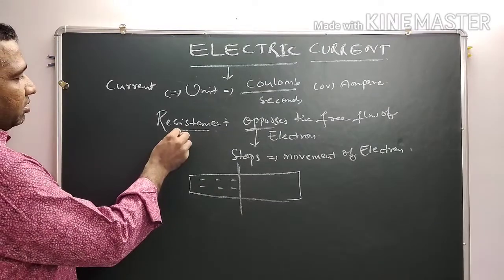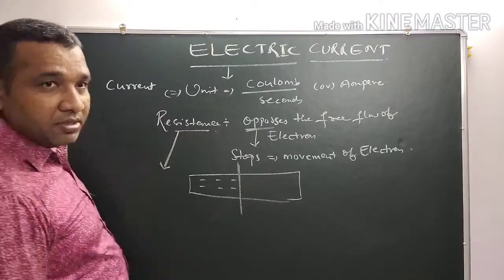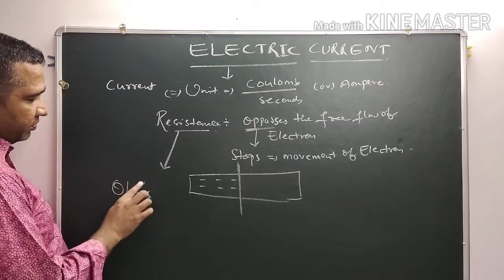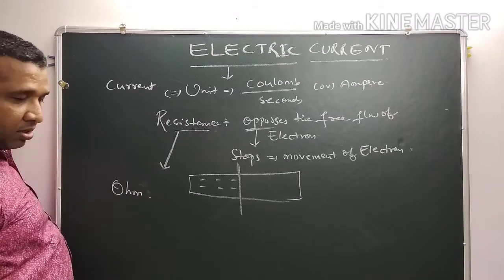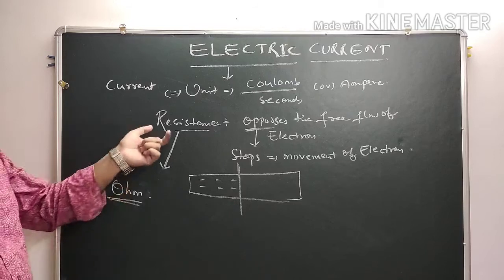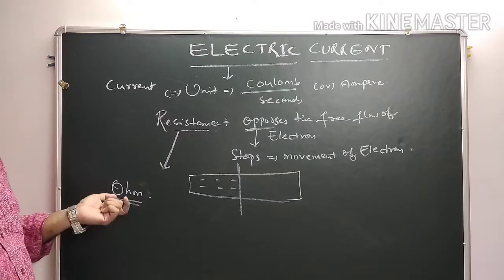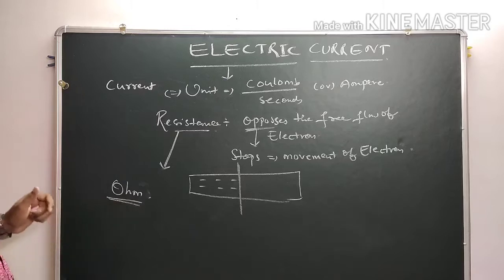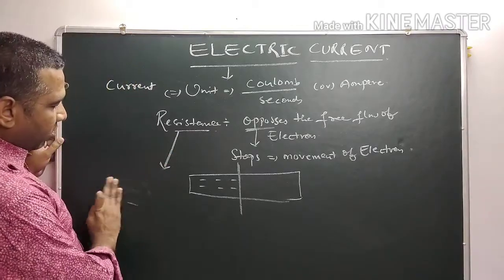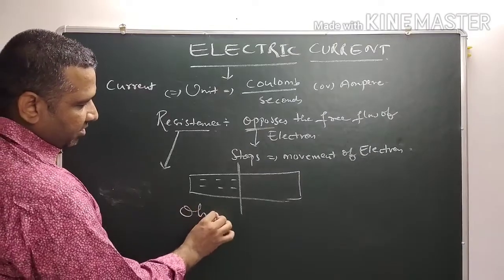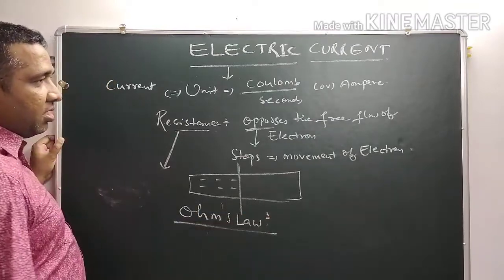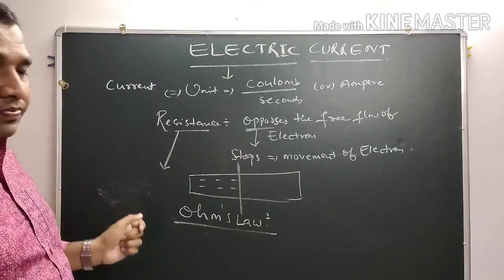The resistance concept was introduced by the scientist named Ohm. So who is the scientist for resistance? Who explained about the resistance? The scientist's name is Ohm, and he has given one principle regarding resistance, that is nothing but Ohm's law. Now we'll see what Ohm's law is.